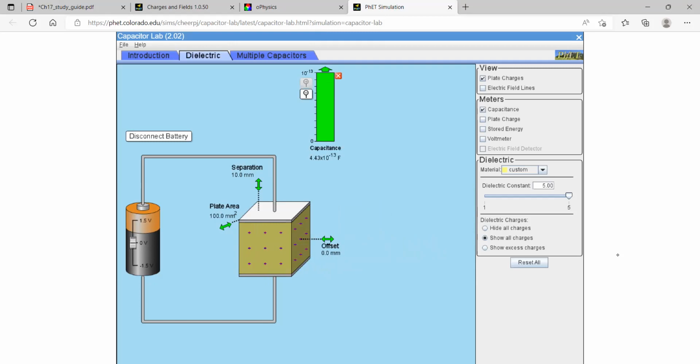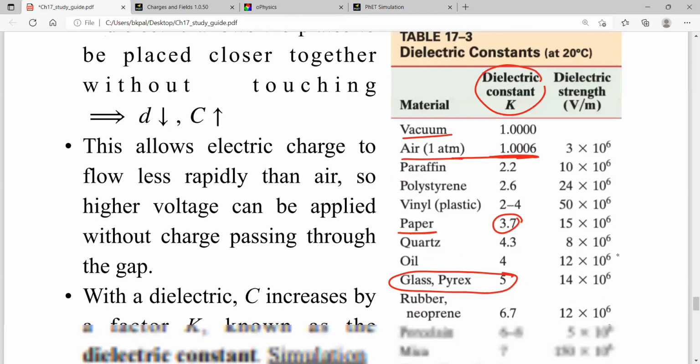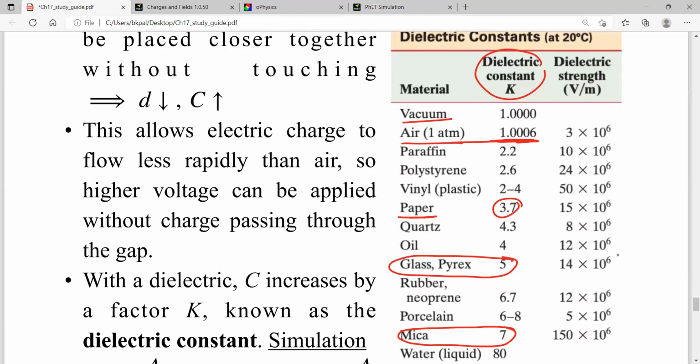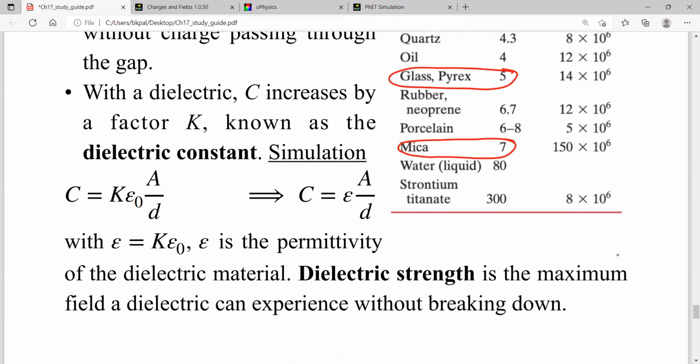So the two ways we can increase it: one is decreasing the distance of separation, and another is inserting a dielectric. When you insert the dielectric, the capacitance is increased by a factor called the dielectric constant, okay. So when you insert a dielectric, your capacitance will be something like this. You already saw this part, then the new capacitance with the dielectric will be something like this, okay.